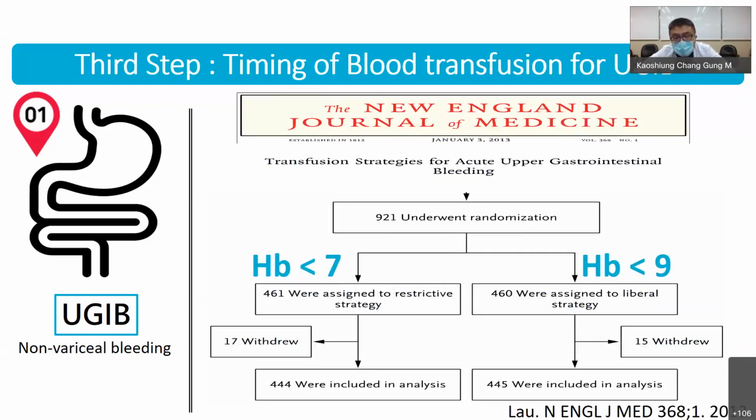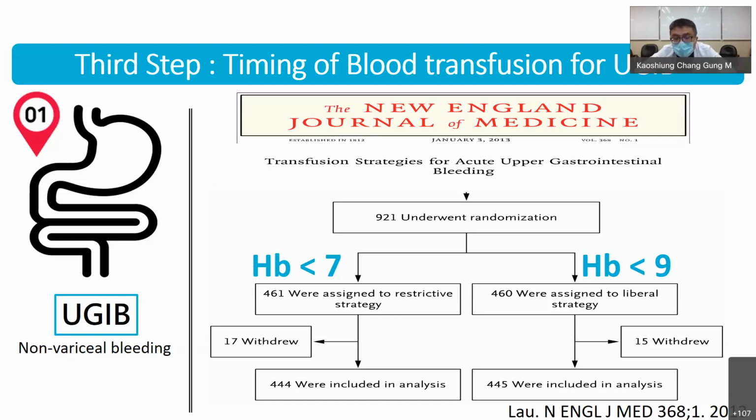The third step is, when do we need to give patients a blood transfusion? This is the famous article from NEJM on the transfusion strategy for UGI bleeding patients. It separates patients into 2 groups. One group is called the restrictive strategy. That means we give a blood transfusion if the patient's hemoglobin is less than 7.